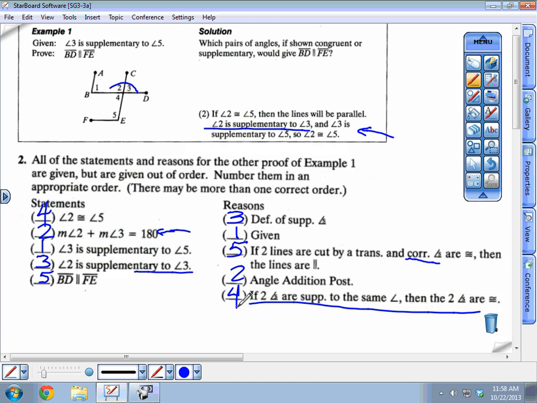Okay? All right, now, the next 2, how much time do I have left? 3 minutes. 3 minutes, not enough time, right? Okay.